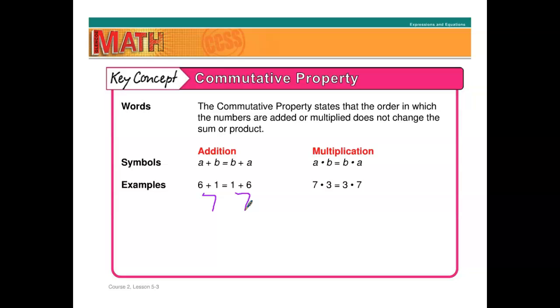It also works for multiplication. So if we have 7 times 3, which is 21, you get the same thing when you take 3 times 7. You just moved the numbers.